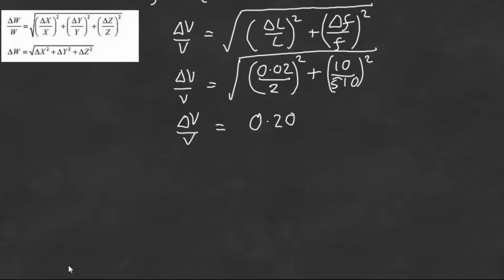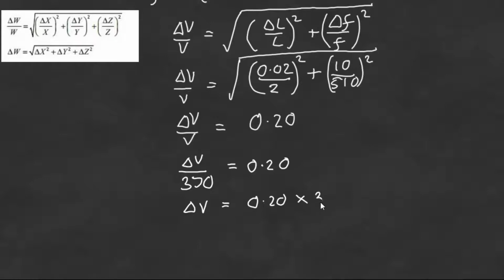We can see that we've got delta V, the absolute uncertainty in the speed, divided by the speed. We worked out the value for the speed was equal to 370 meters per second. So the absolute uncertainty divided by the value of the speed gives a value of 0.20. So we can cross multiply, and the absolute uncertainty is 0.20 times 370, and if we do that, we get the following answer.